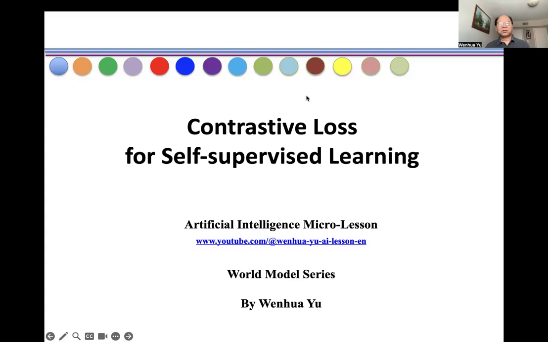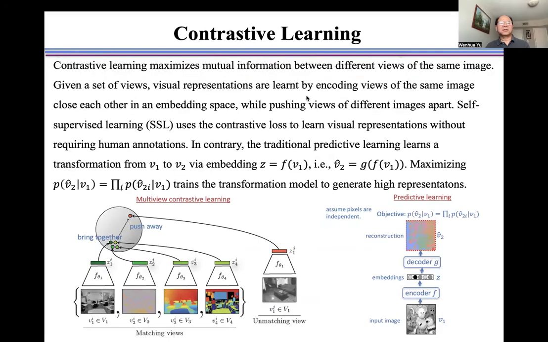In this video, I introduce a contrastive loss for self-supervised learning. Contrastive learning maximizes mutual information between different views of the same image. Given a set of views, visual representations are learned by encoding views of the same image close to each other in an embedding space, while pushing views of different images apart.